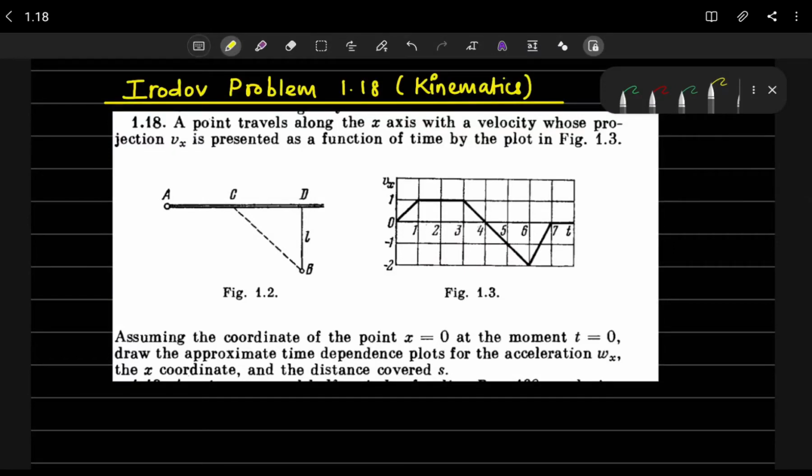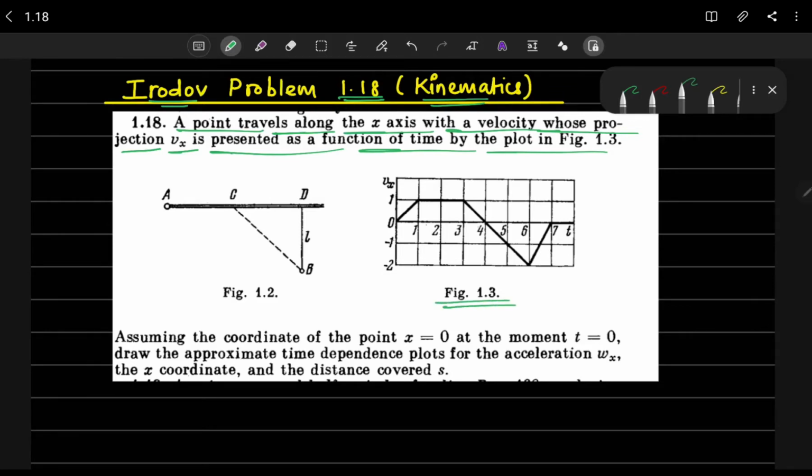Hello everyone. In this video we are going to solve problem number 1.18 from Irodov, and that is related to kinematics. So let us first read out the problem and then we will solve it step by step. A point travels along the x-axis with a velocity whose projection Vx is presented as a function of time by the plot in figure 1.3.